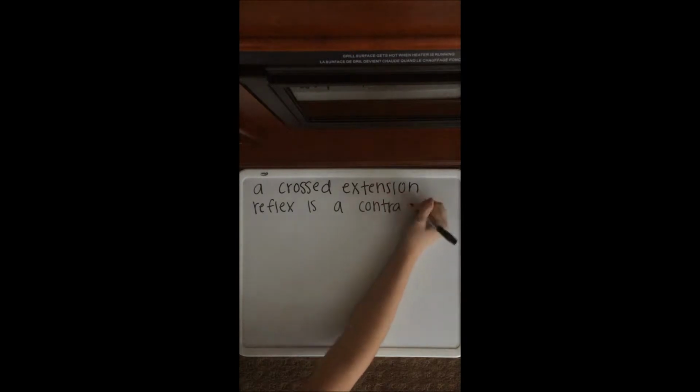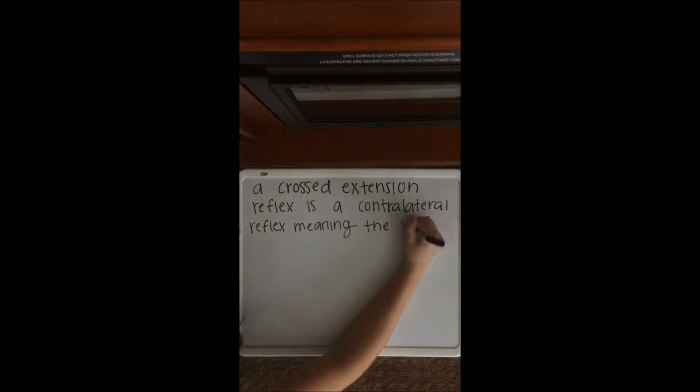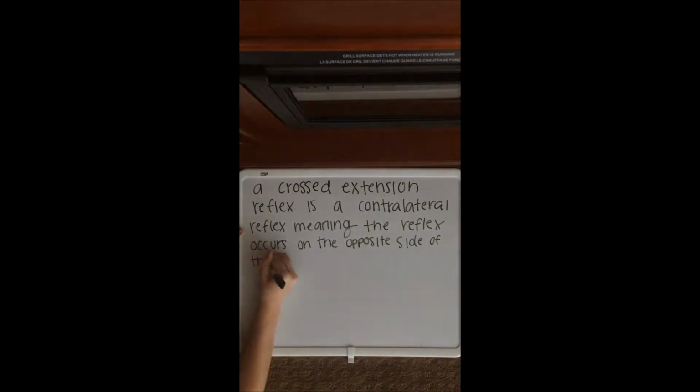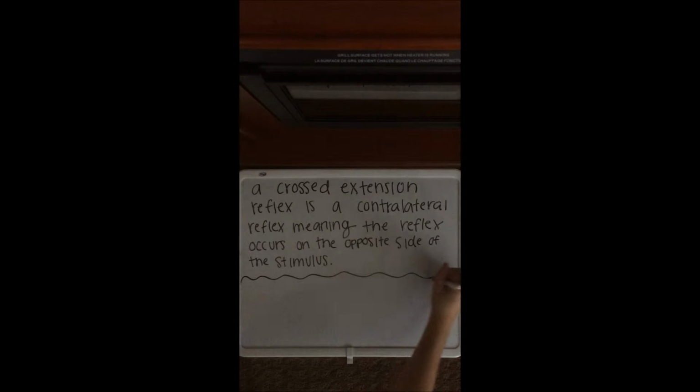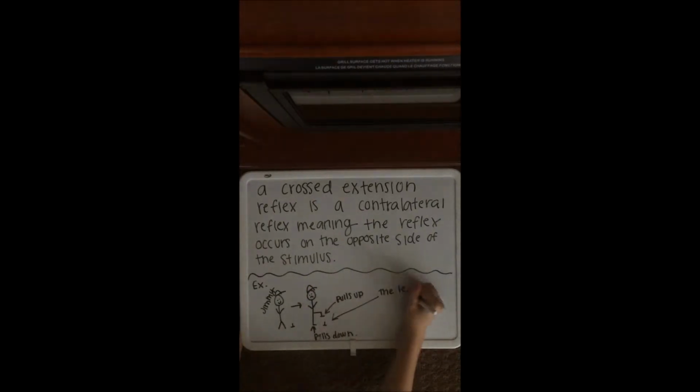Cross-extension reflex is a contralateral reflex, meaning the reflex occurs on the opposite side of the stimulus. For example, when Jimmy steps on a tack with his left foot, the left side of his body will flex the left foot in the air while the right side takes on the weight of the body and extends downward.